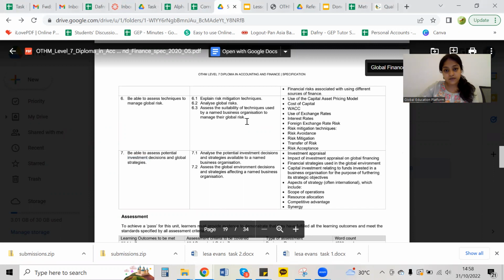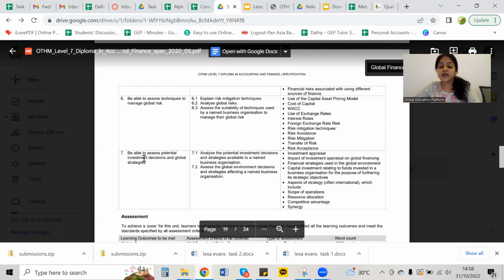Last class we were looking at the risk mitigation techniques, the global risks involved for businesses that deal internationally. We also looked at the mitigation ways and how businesses can cope in the markets. So today we will be looking at the global strategies. It will be more of a strategic approach, and we will also look at the different ways in which it could be managed.